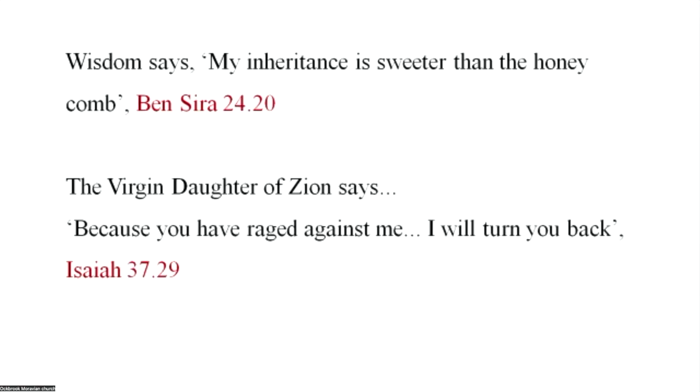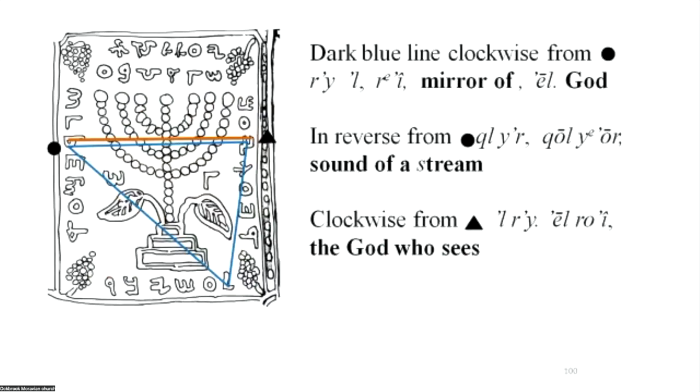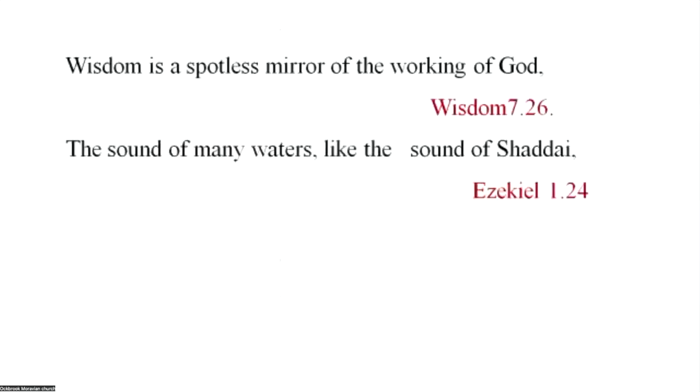She scorns you, the virgin daughter of Zion. Now, this is the last of the sequence of six, the dark blue line, clockwise, the mirror of God, or in reverse, the sound of a stream. And of course, that was the sound of many waters. That was the sound of the voice of Shaddai. And again, reading round clockwise, the God who sees.